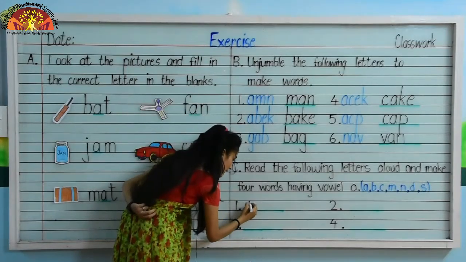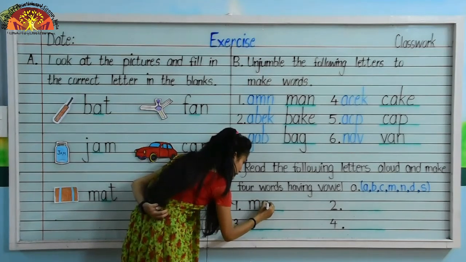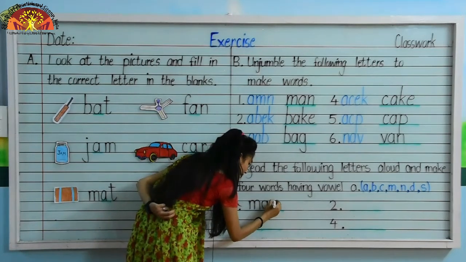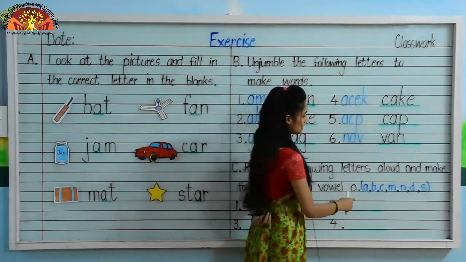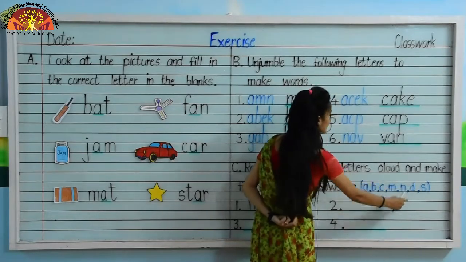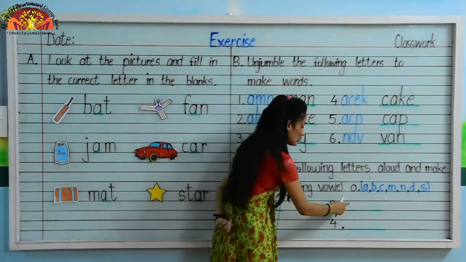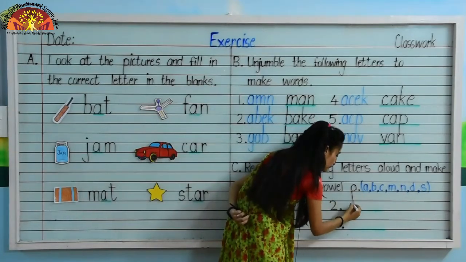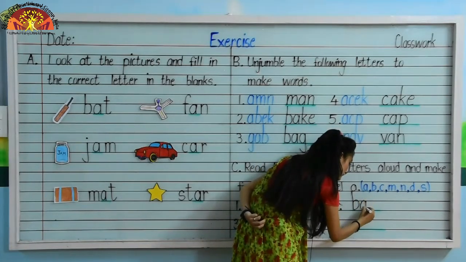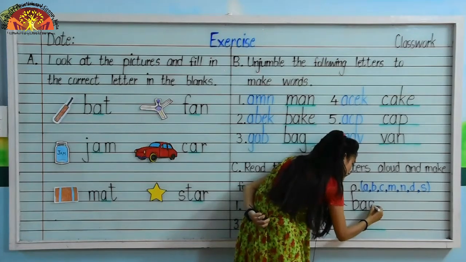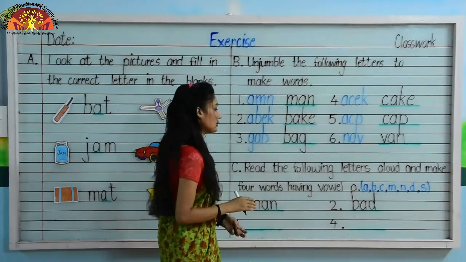So write M-A-N. Man. Very good. Second word that we can make is B-A-D. Bad. So we will write bad over here. B, A, D. Bad. Okay. Now come to the third word.